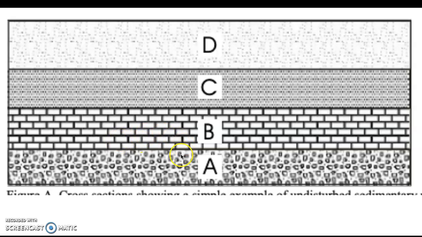Okay, the answer is A. A is the oldest. B is the next oldest. C, and then D. This one's pretty simple. A, B, C, D. That's the order that they were deposited in. We can tell that using the principles of geology.